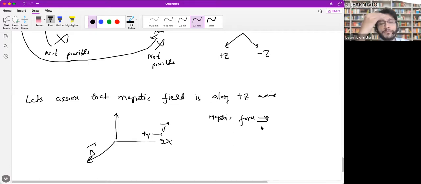Fatima, what's the direction of magnetic force? Direction of force is Z-axis. Abdullah, what's the direction of magnetic force? Sir, outwards. Noor, direction of magnetic force? Downwards. Yes, the exact direction is downwards.